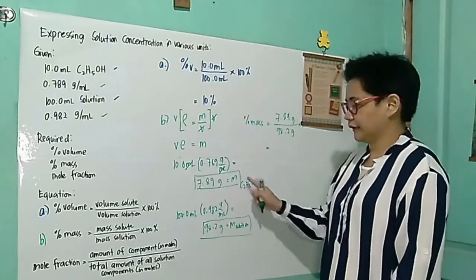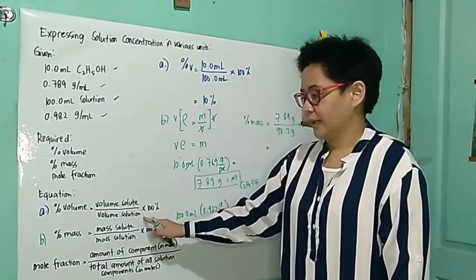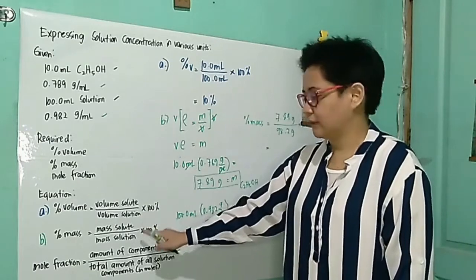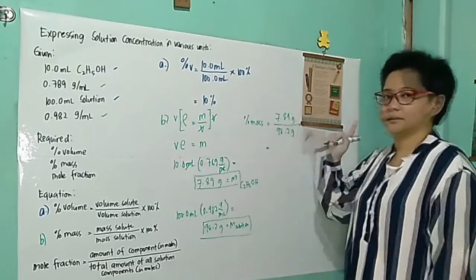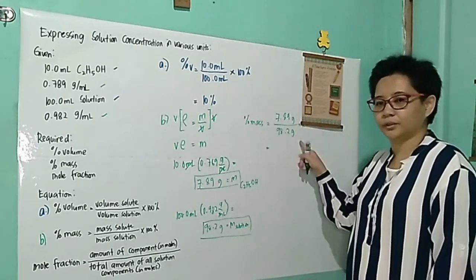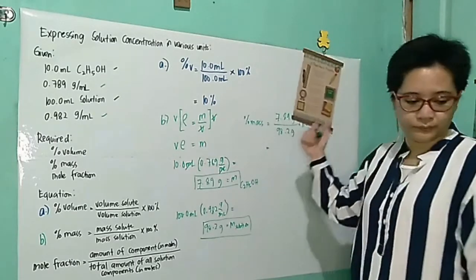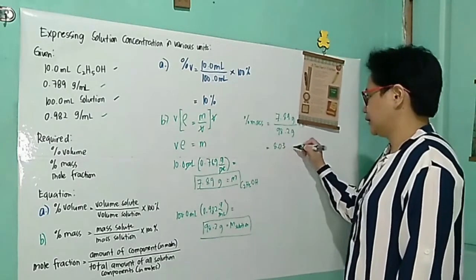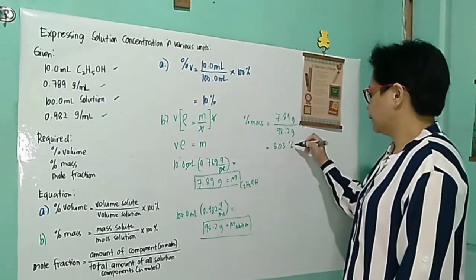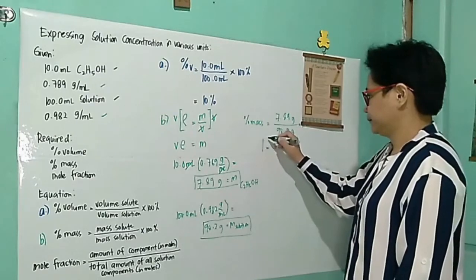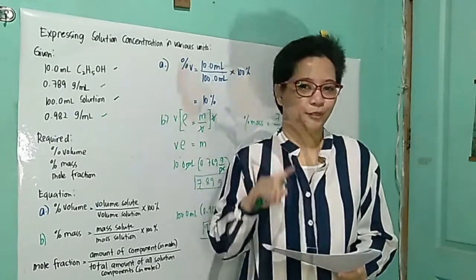Substituting these two values to the given formula, which is mass of solute divided by mass of solution times 100. So, 7.89 grams divided by 98.2 grams times 100 will give you 8.03% of ethanol. Please correct the answer in your module.